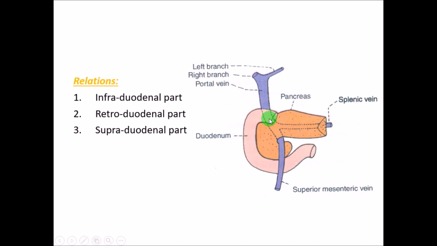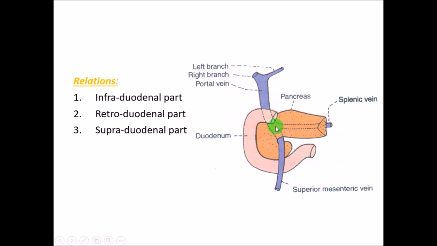The part which is behind the duodenum is called the retroduodenal. Retro means behind, retroduodenal, behind the duodenum, and supraduodenal, which is above the duodenum, which will continue upwards, and then it branches into a right and left branch before it enters the liver. So this is called the supraduodenal part. So infraduodenal part, retroduodenal which is behind, and the supraduodenal which is above.